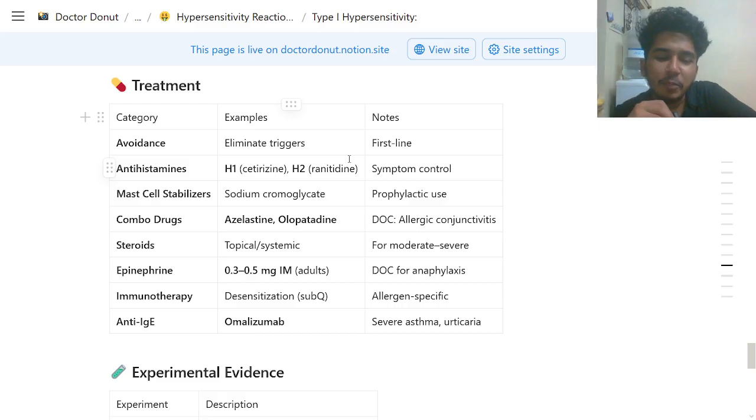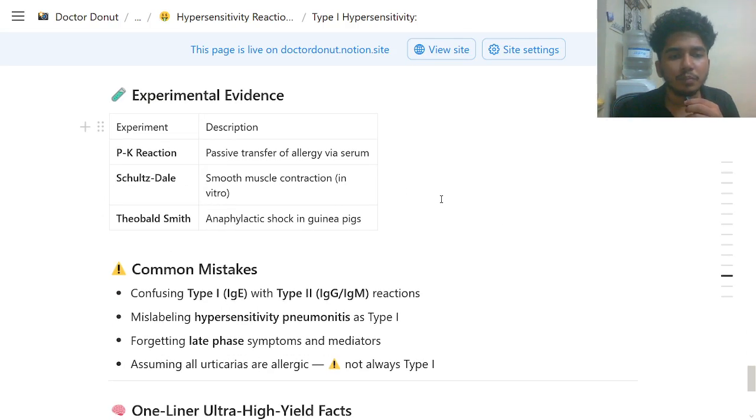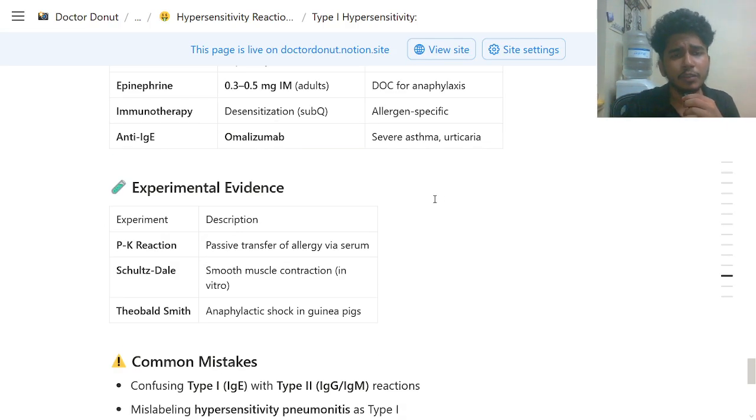And then you have epinephrine, the dose being 0.3 to 0.5 mg, given intramuscularly for adults. That is the drug of choice for anaphylaxis. Then you have immunotherapy, desensitization, which is allergen specific, and then there is an anti-IgE biologic called omalizumab, which is used in severe asthma or urticaria.